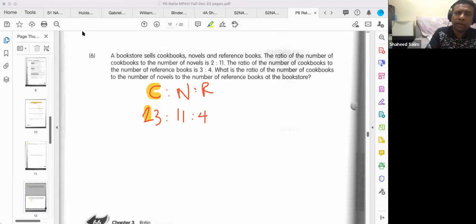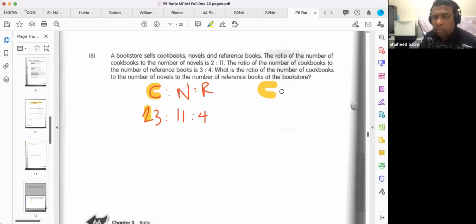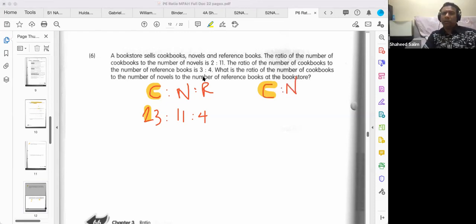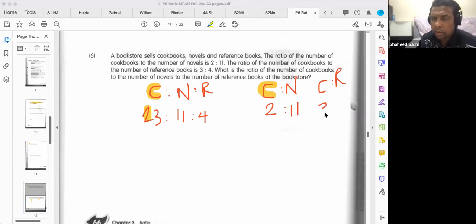You watch carefully, okay? I will mute you again because there's a background sound. Okay, now. So the ratio of number of cookbooks to novels is C is to N, and we have 2 cookbooks, 11 novels. And then the ratio of the number of cookbooks to the number of reference books. So now cookbooks to reference books. What is it? 3 to 4.